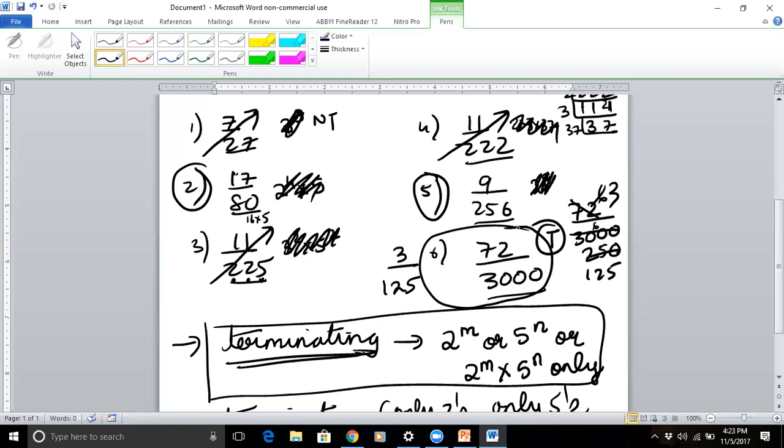So remember, for a fraction to be terminating, the denominator should consist of only 2's, only 5's, or only combinations of 2's and 5's. Non-terminating, the denominator can consist of anything other than 2 and 5. But remember, whenever you're checking whether a fraction is terminating or not, you have to make sure that you reduce the fraction to its lowest form.